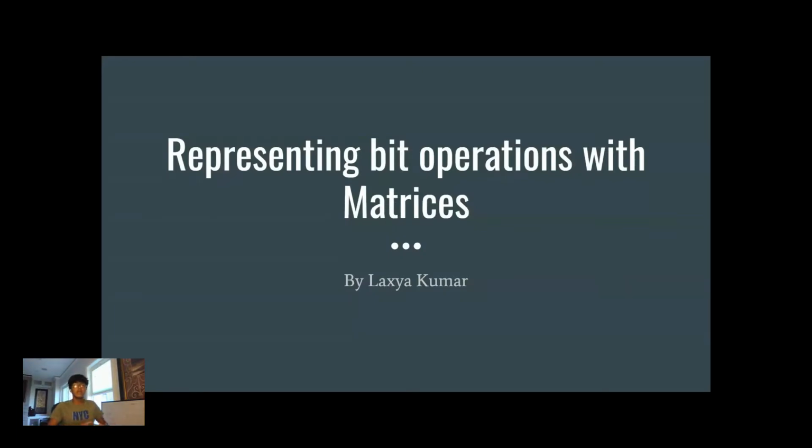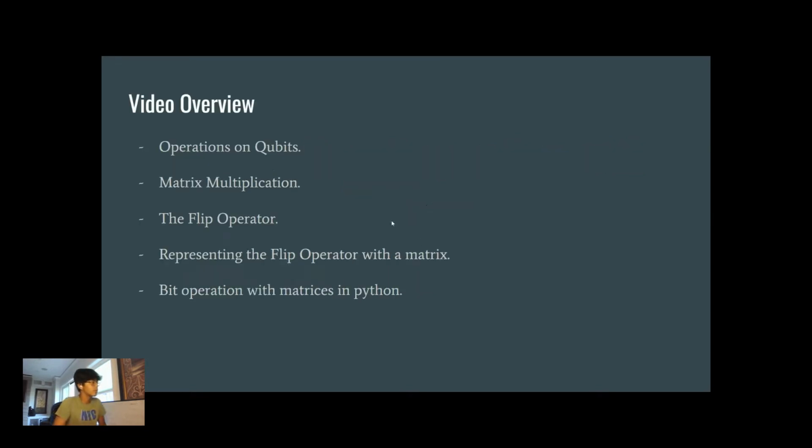In the previous video we went over the normalization of qubits and we did a little fun Python activity. In this video we're going to be going over representing bit operations with matrices, and we're also going to do another fun activity in Python at the end. So in this video we'll be going over the operation on qubits, matrix multiplication, the flip operator, representing the flip operator with the matrix, and then bit operation with matrices in our Python IDE.